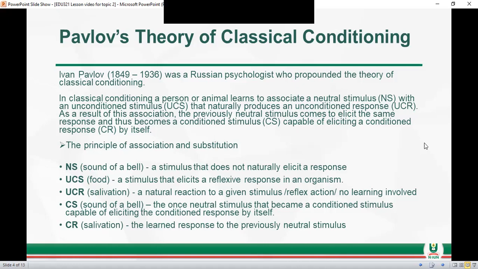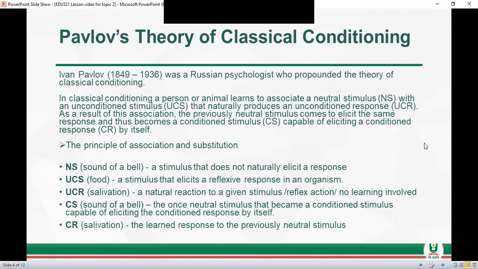UCR is the unconditioned response, and that is salivation. CS is also the sound of the bell that became a conditioned stimulus. It's a neutral stimulus that became a conditioned stimulus. Then the CR, conditioned response, is salivation that resulted from the learned response to the previously neutral stimulus.